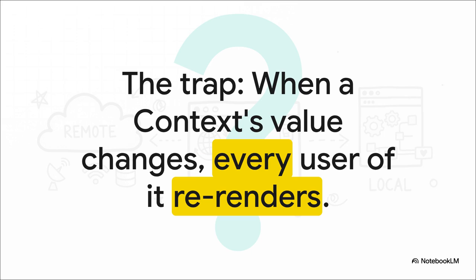There's a huge, hidden performance trap. With context, when any piece of data in the provider changes, every single component that uses that context re-renders. So if your user object and your theme are in the same context, and you just change the theme from light to dark, your user profile component might re-render for no reason at all. It can get really slow really fast.